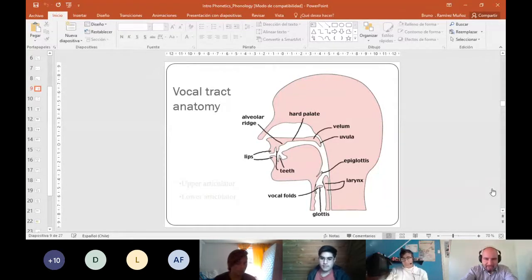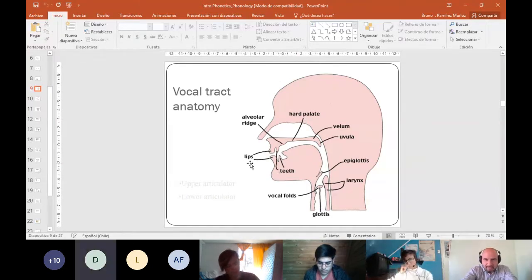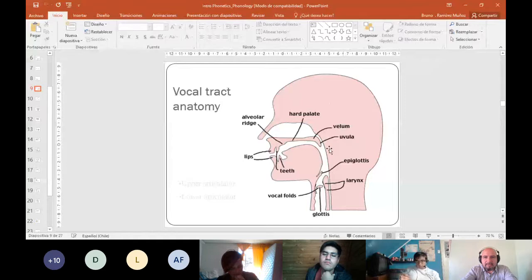So the last question, the articulators. You can see in the presentation that I'm showing you: the lips, alveolar ridge, hard palate, velum, uvula, teeth, vocal folds, etc. Some of them are passive, some of them are active. So you can say active articulators and passive articulators, right? Do you think the tongue is a passive or an active articulator?